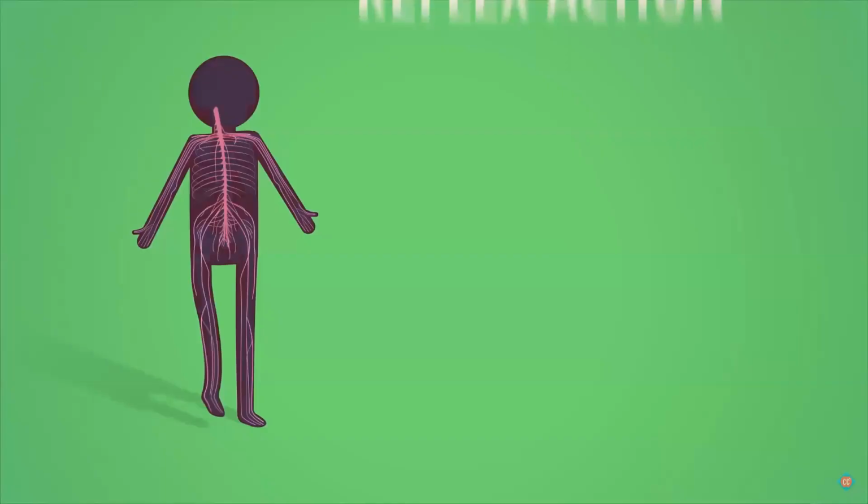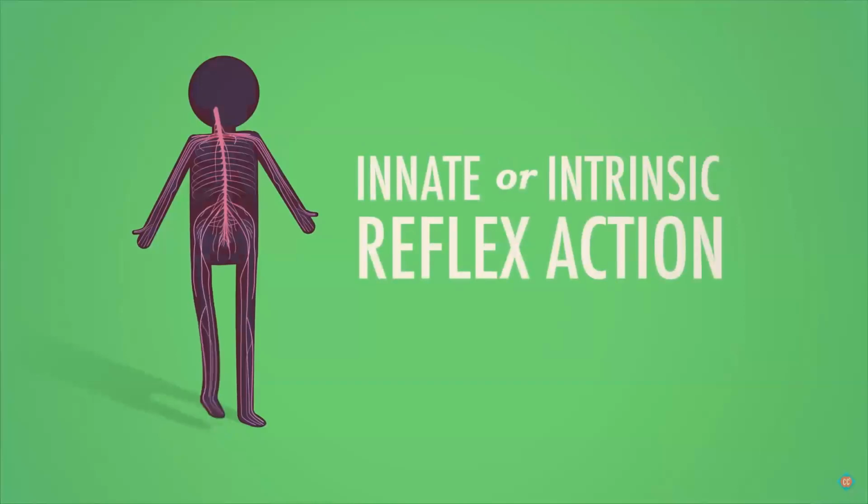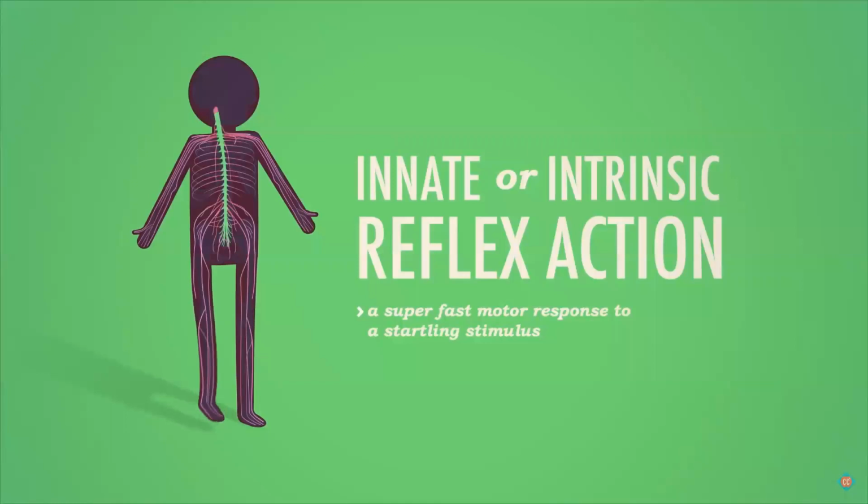Immediate reactions that can either be innate or learned, but don't need much conscious processing in the brain. Lifting your foot when you step on a tack is an innate or intrinsic reflex action, a super fast motor response to a startling stimulus. These reflexes are so invested in your self-preservation that you actually can't think about them before you respond. This processing happens in the spinal cord so that the control of the muscles can be initiated before the pain is actually perceived by the brain.